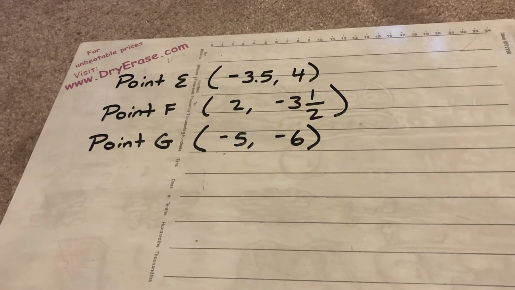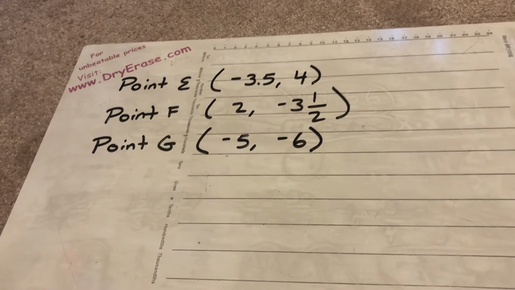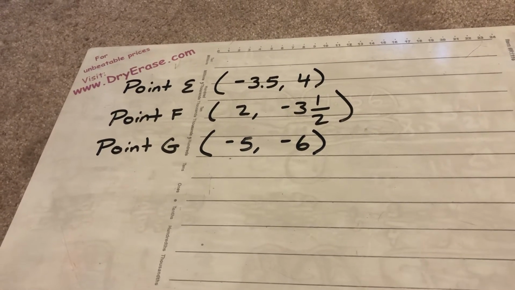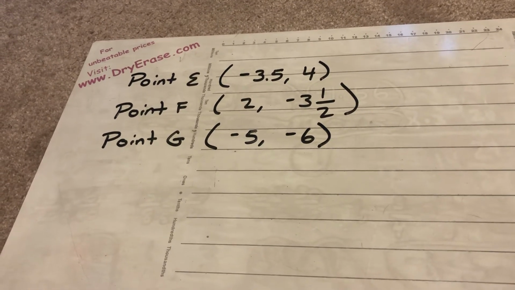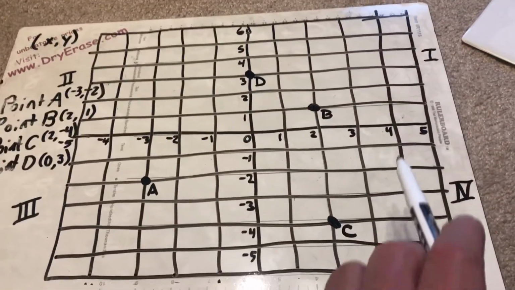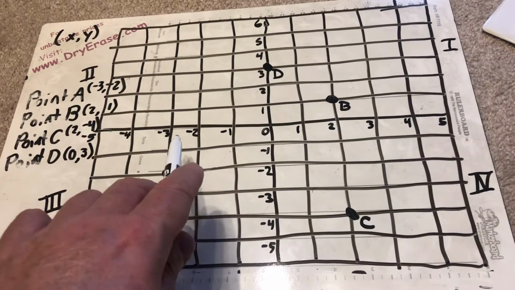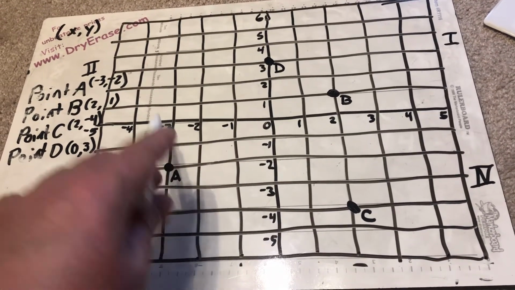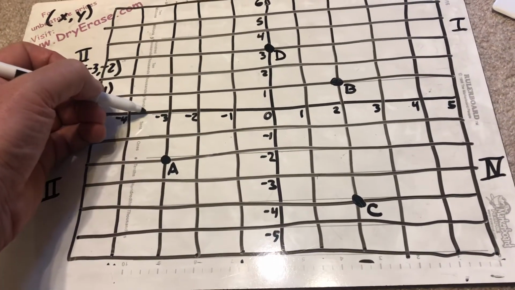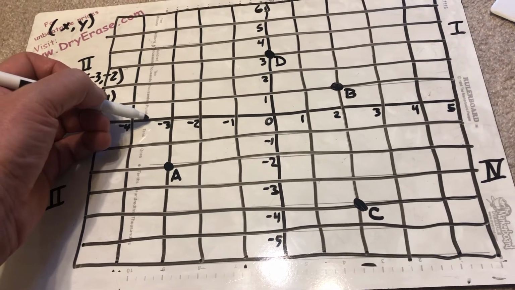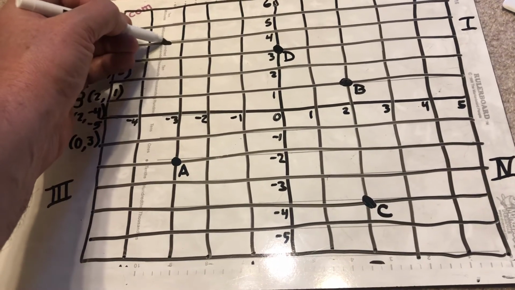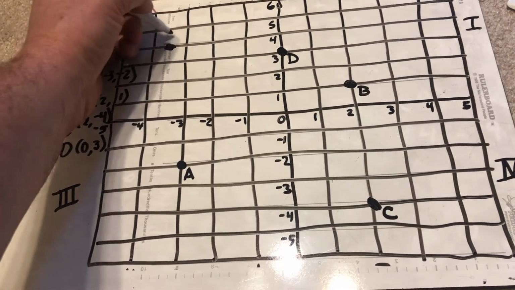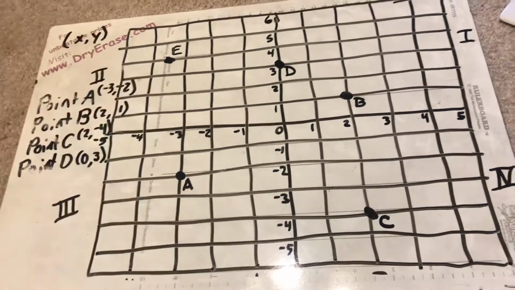So if I look at point E, it says negative 3.5 and 4. So that means since my first number is always left or right, it's going to be left 3.5, and then it's going to be up 4. So I come back to my ordered pair here for point E. Well, 3.5 is going to be part way between negative 3 and negative 4. So I'm going to kind of go right here to the middle. And it says it's up 4, so 1, 2, 3, 4. I got to go to my 4. And so my point is going to be right there. And that's going to be point E.